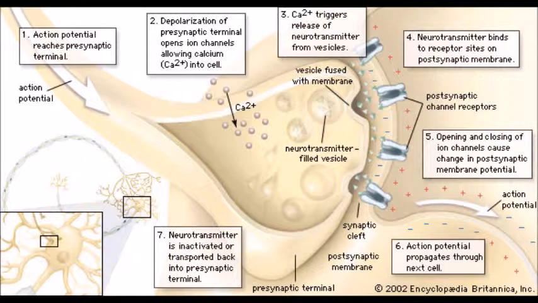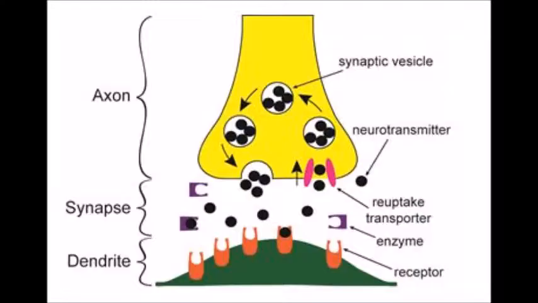Synaptic transmission ends when the neurotransmitter diffuses out of the synaptic cleft, is taken up by the synaptic terminal or by another cell, or is degraded by an enzyme.